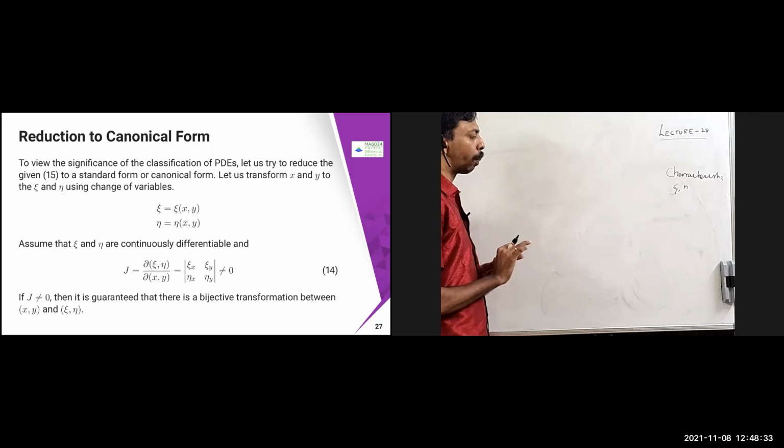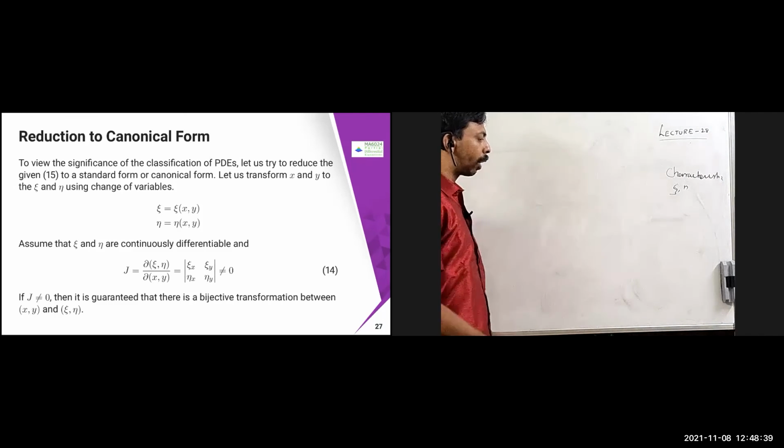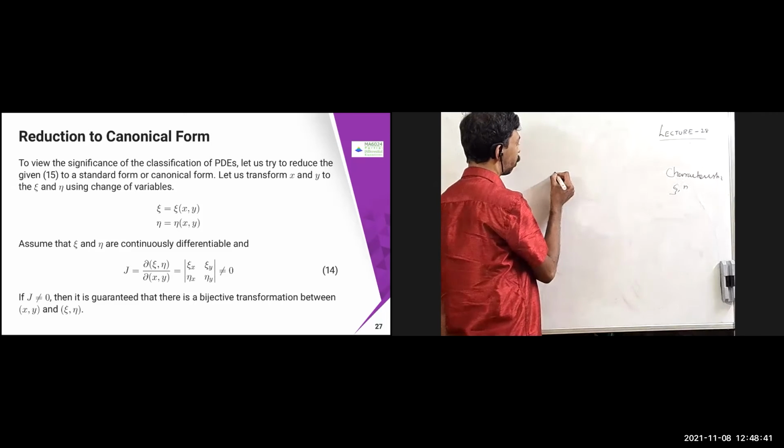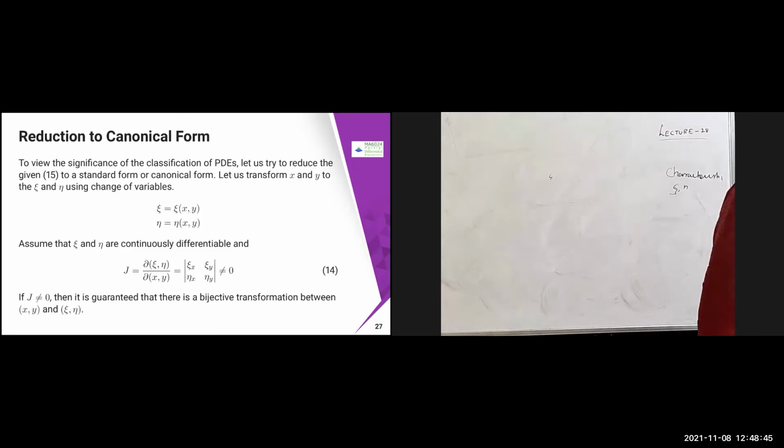Now the same thing we are going to apply for the second order case. Let us see that. Again, we are going to convert it into an ODE problem. So we are going to assume a change of variables: chi equal to chi of x comma y, and psi equal to psi of x comma y.